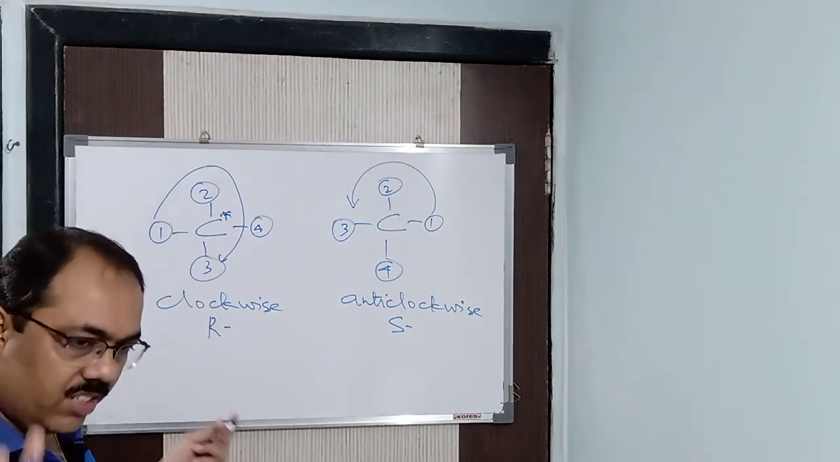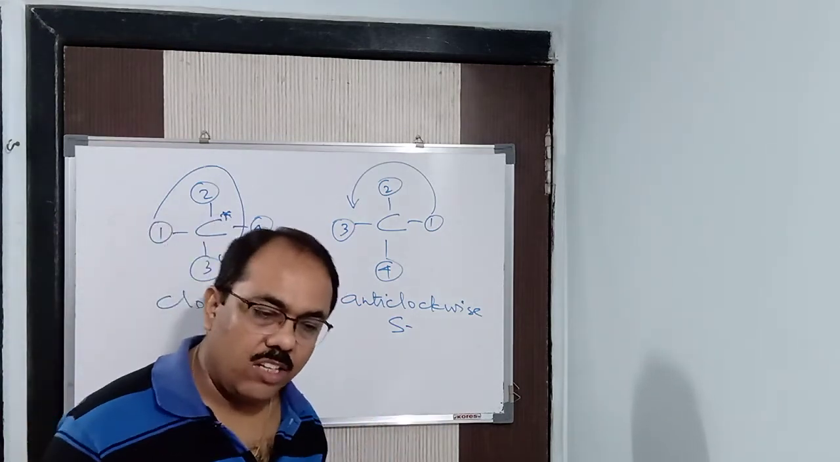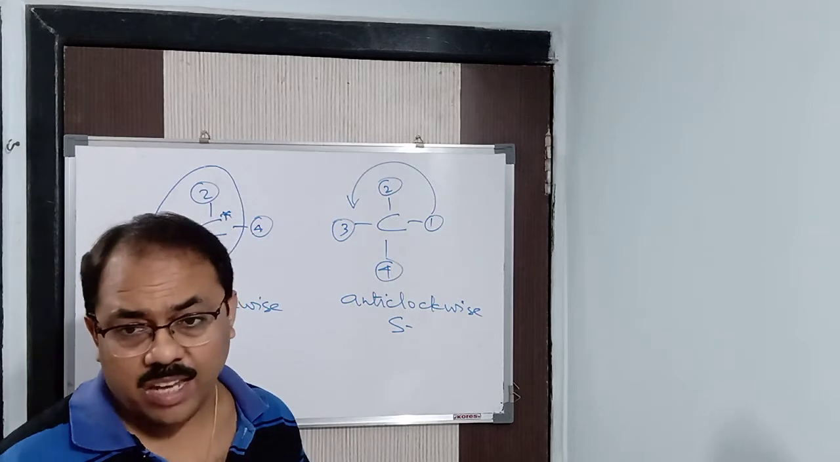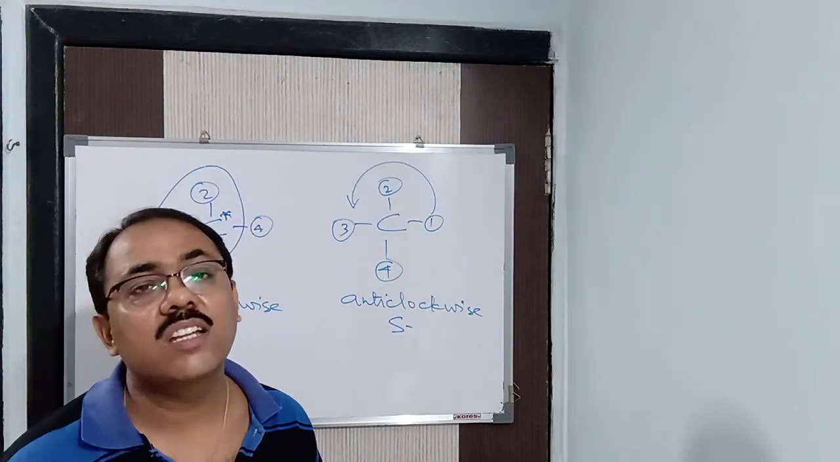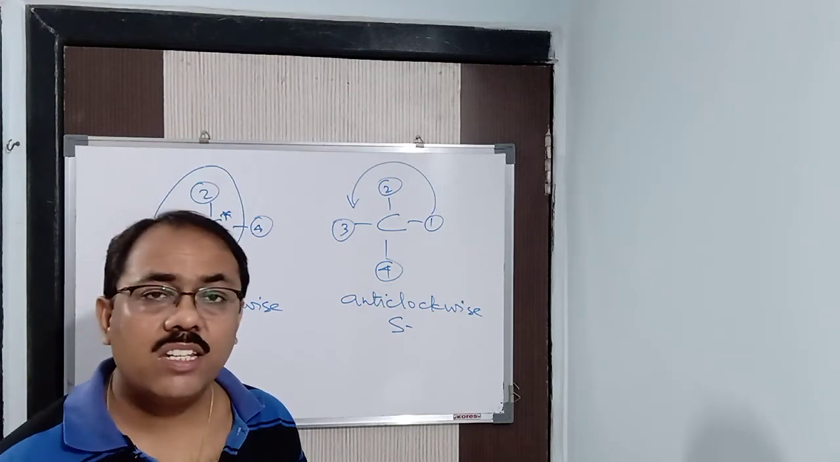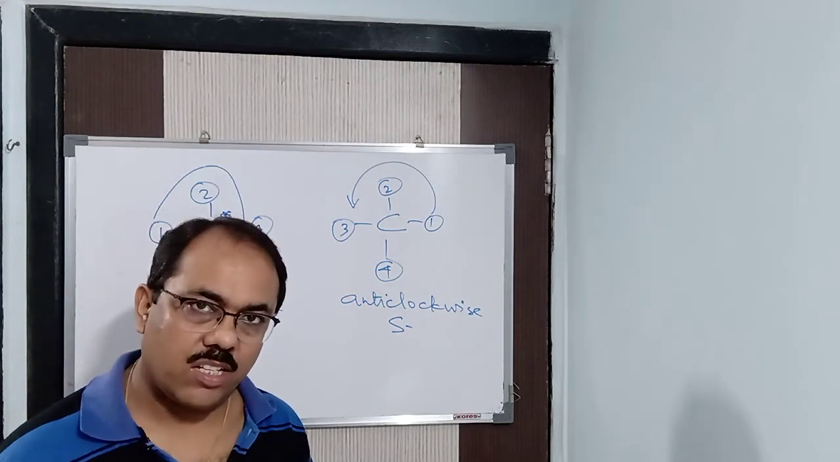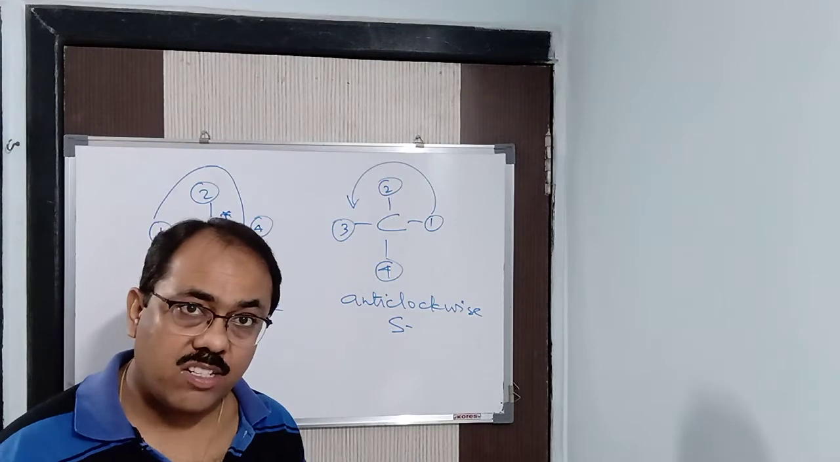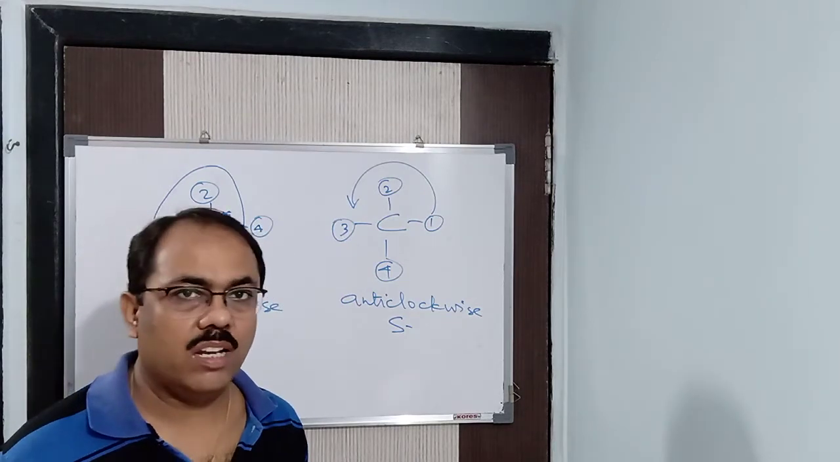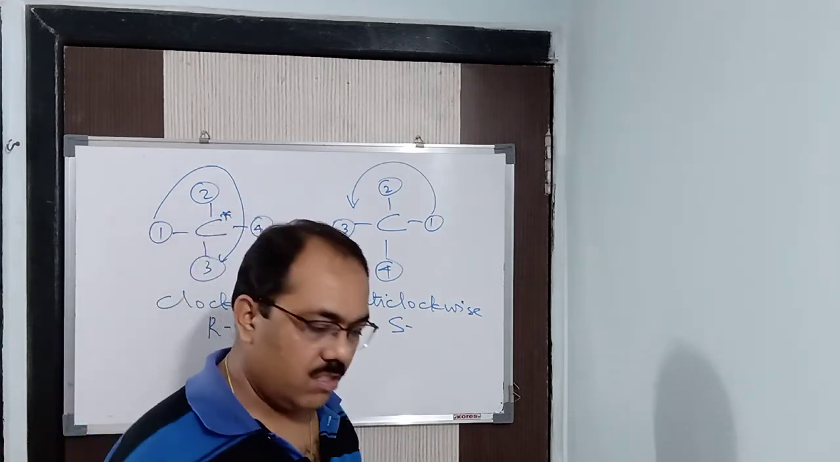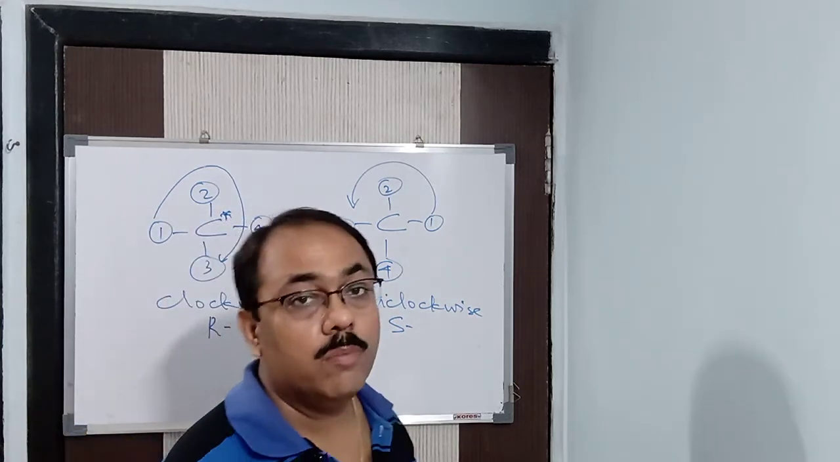Clear? You assign the numbers according to the rule. Once you assign the numbers, you see in which direction they are assigned: clockwise or anti-clockwise. If it is assigned in clockwise direction, towards right, it is rectus. If it is assigned in anti-clockwise direction, towards left, it is sinistus. Still very simple, but you need to remember the rules.